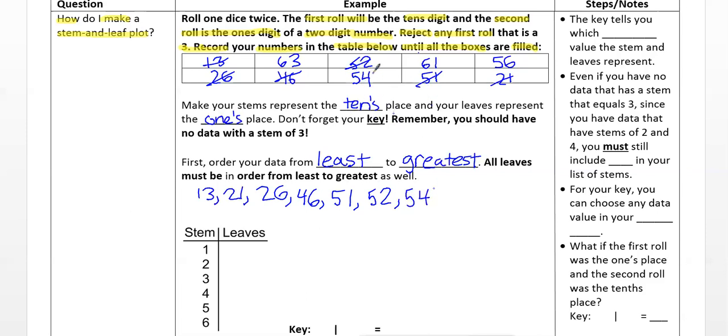Woo! Look how good this guy's doing. 56, 61, and 63. Remember our mathematical practice standard number 1, which is precision.